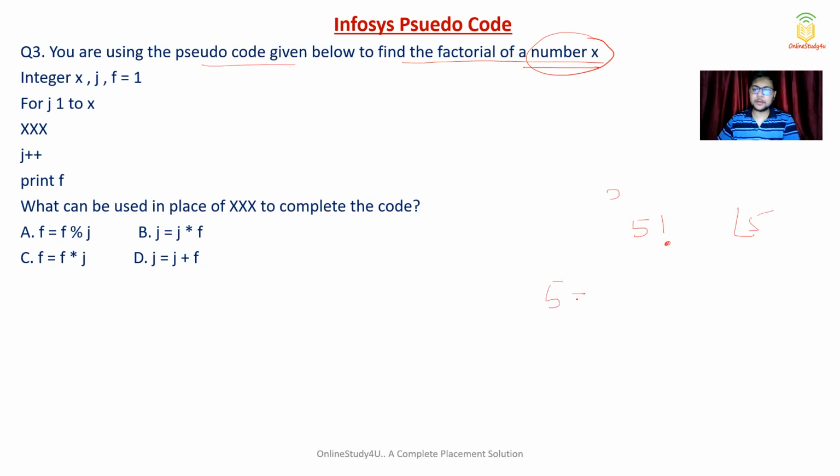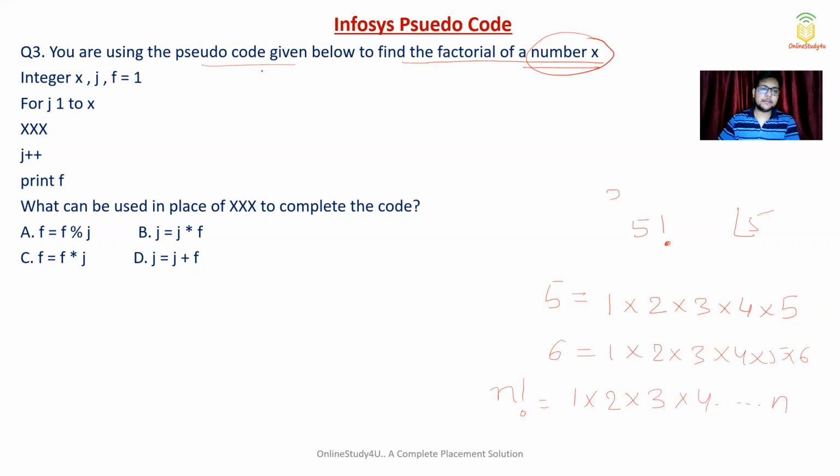If we want to calculate the factorial of 5, we say 1 into 2 into 3 into 4 into 5. If I want to find the factorial of 6, that means 1 into 2 into 3 into 4 into 5 into 6. I guess the meaning of factorial is clear to you, right? So if I want to print the factorial of n, then I have to compute the product of all the numbers from 1 to n.